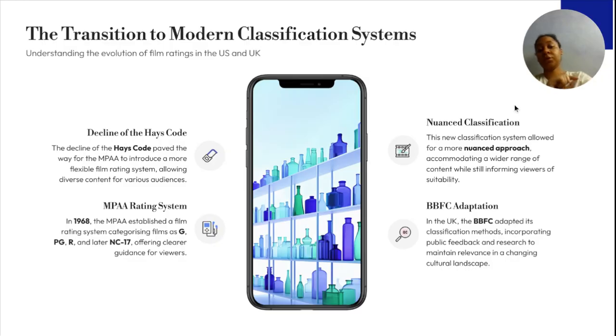And the nuanced classification. This classification system allowed for a new nuanced approach, accommodating a wider range of content while still informing viewers of the suitability based on their age group. As I said before, it protected younger audiences, like children, from potential harm from inappropriate content.